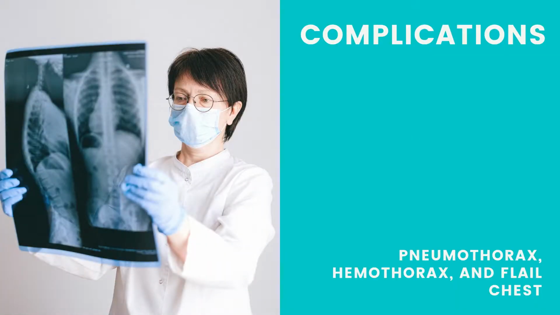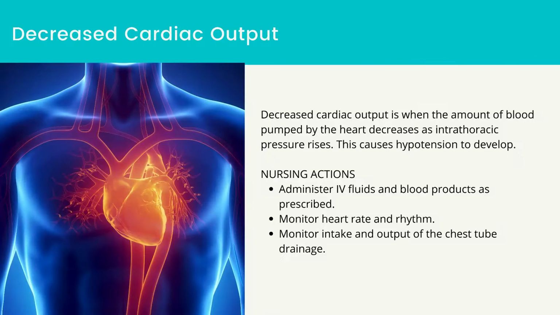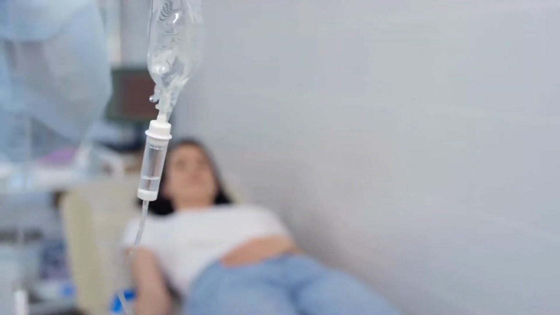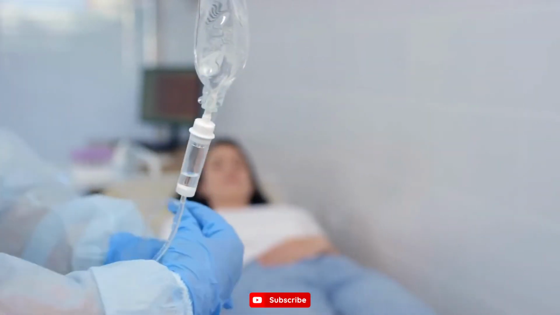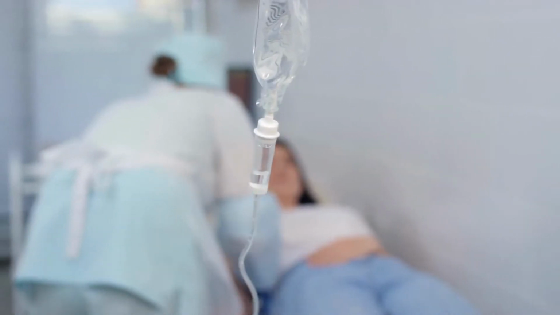Complications. Complications of pneumothorax and hemothorax are decreased cardiac output and respiratory failure. Let's go over decreased cardiac output first. Decreased cardiac output is when the amount of blood pumped by the heart decreases as intrathoracic pressure rises. This causes hypotension to develop. Nursing actions. Administer IV fluids and blood products as prescribed. Monitor heart rate and rhythm. Monitor intake and output of the chest tube drainage.